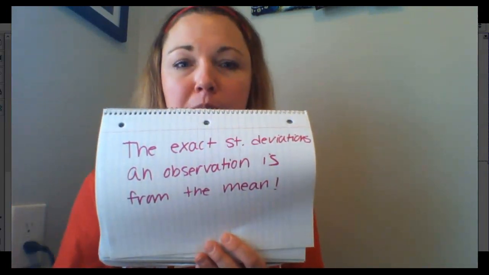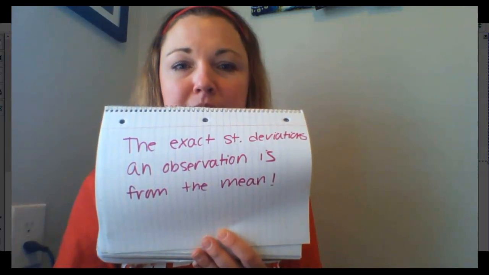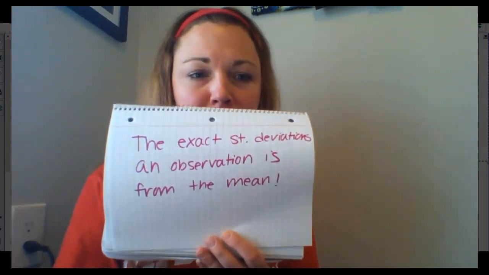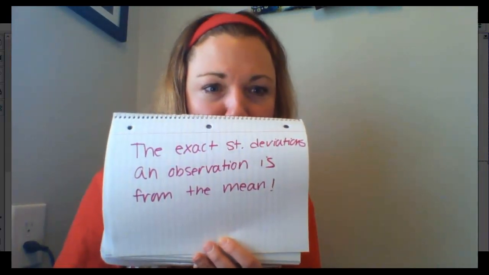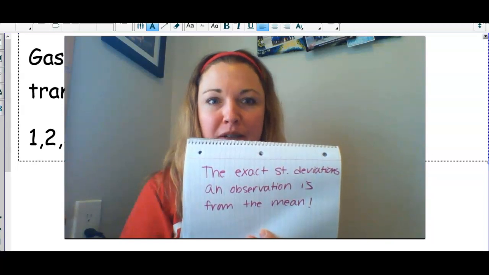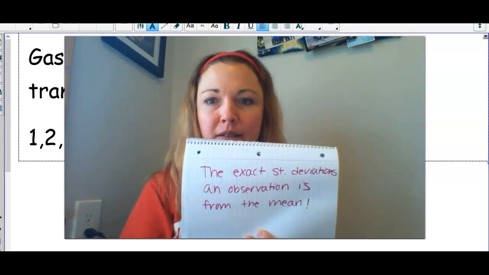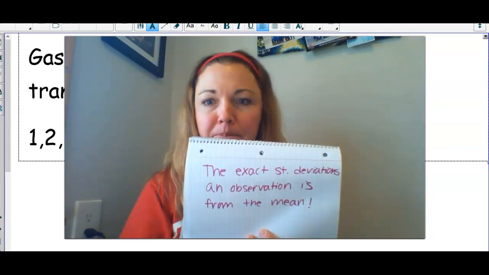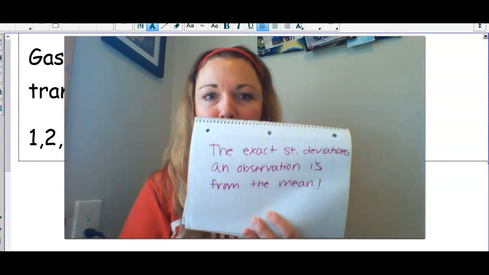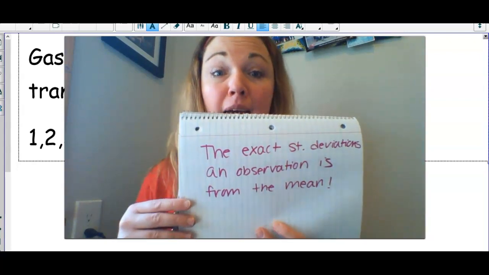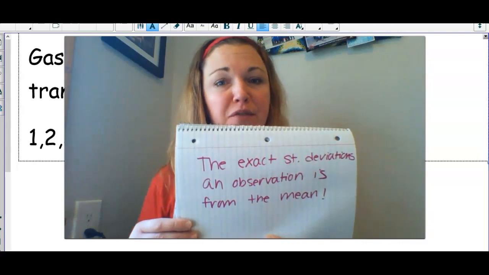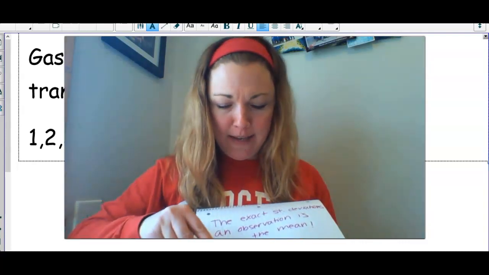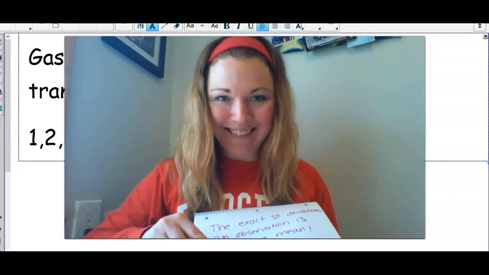Oh no, I'm running low on battery. Hopefully I'm still going. Am I still going? I'm frozen. I was worried there for a second because my computer showed low battery. Okay, so anyways, Z-score, the exact standard deviations an observation is from the mean. And I think that's all. No, I have more.